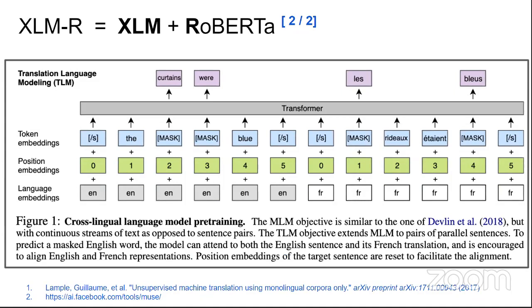So the MLM objective here is similar to the one of the BERT approach by Devlin, but with continuous streams of text as opposed to two sentence pairs. The TLM objective extends the masked language modeling. So the translation language modeling objective extends masked language modeling to pairs of parallel sentences, and to predict a single English word or its French translation, it can use the corpora of English and French and combine them. And using the position embeddings of the target sentence, it can facilitate the alignment of two parallel sentences and actually provide you with translations as well.